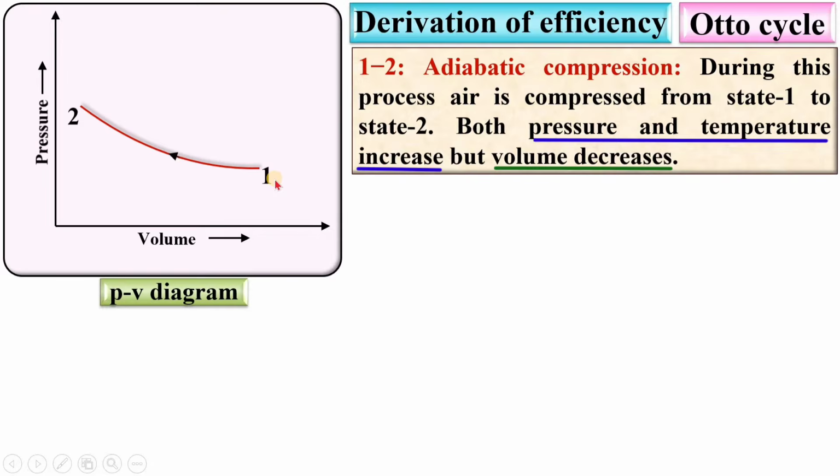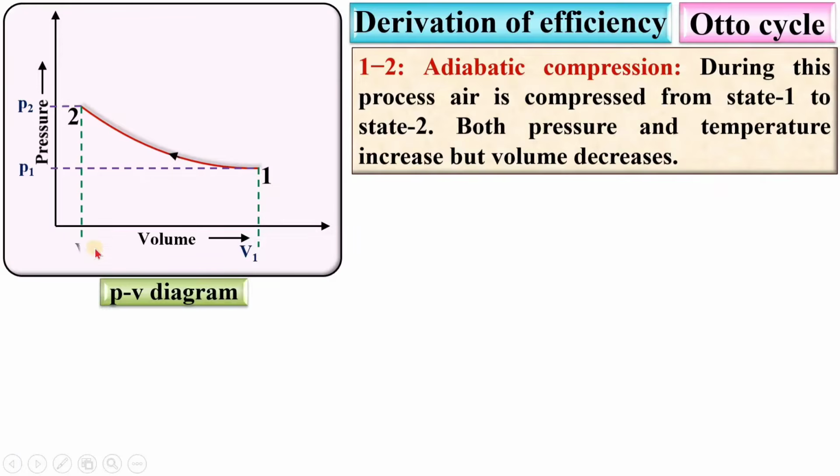Here you can see in this figure, the corresponding pressure is P1 and the corresponding pressure here is P2. So you can see pressure increases, and the corresponding volume is V1 and here the corresponding volume is V2. So you can understand volume decreases. Now next process 2-3, and here you can see it is a vertical line, that means constant volume process. And during this process, heat is supplied.